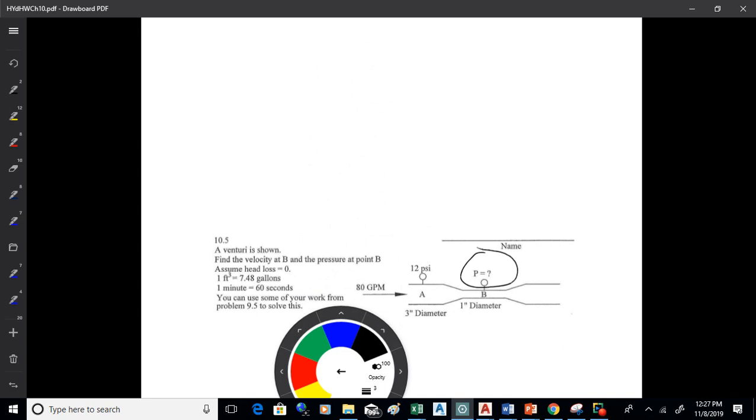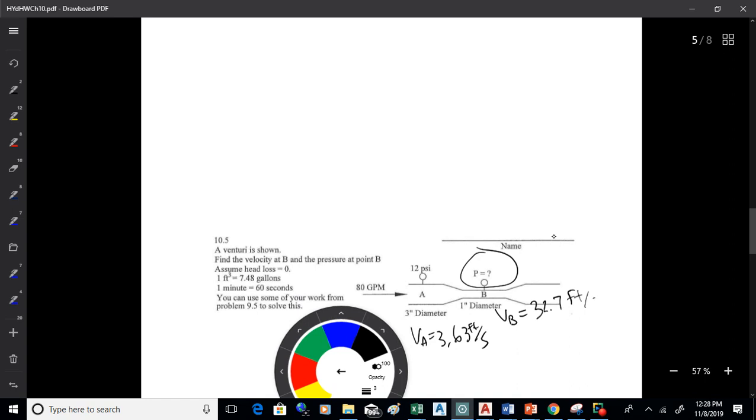So the velocity at A is 3.63. And then the velocity at B is quite a bit higher because you're pushing the water through a constriction there. It's 32.7. Okay, so that's from problem 9.5 is what that's from. So you can start with that. Are we doing all right with that?